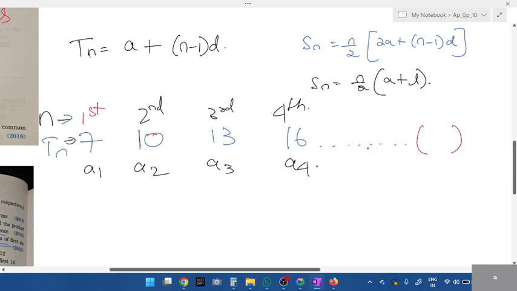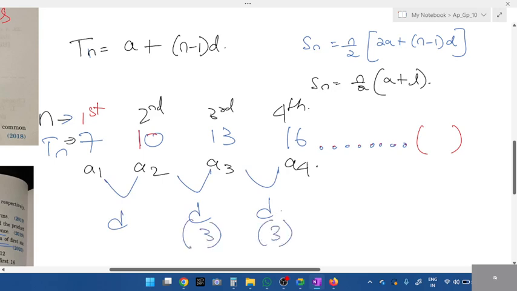In some questions, they won't even mention that they are in AP, students. They'll just give you this value, tell you to find the value of T of n. So we have to check if the value of D is same. If the value of D is same, then it is an AP. We consider it as AP. Next, the fourth term is 16. I need you all to find the 20th term. So 20th term, is it possible to find the direct answer? What would be on the 20th value? Is it possible?